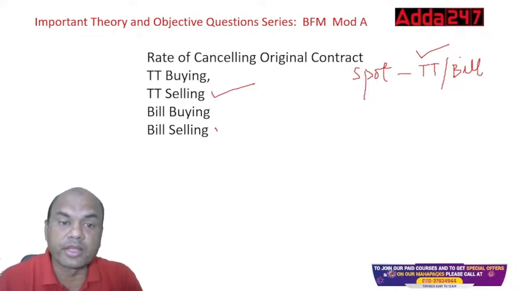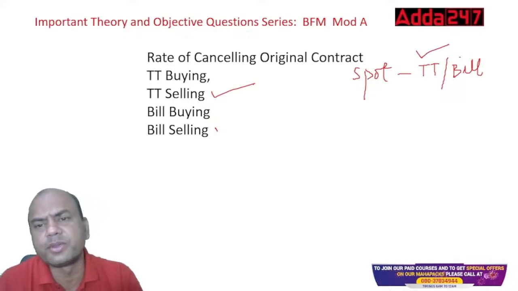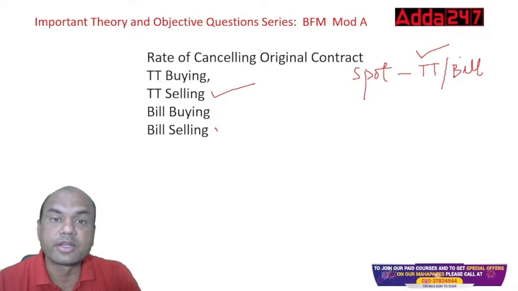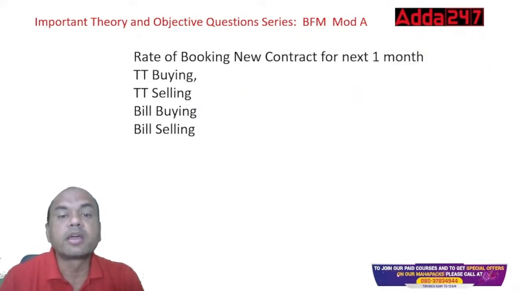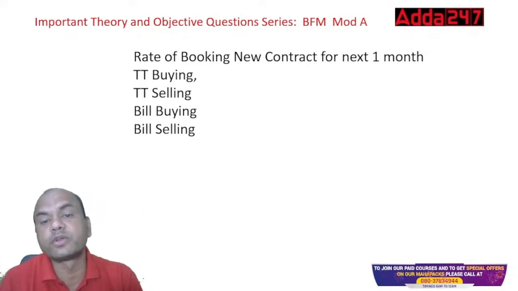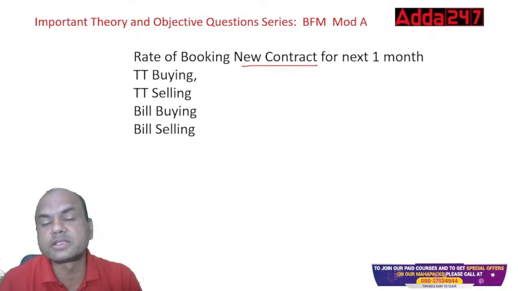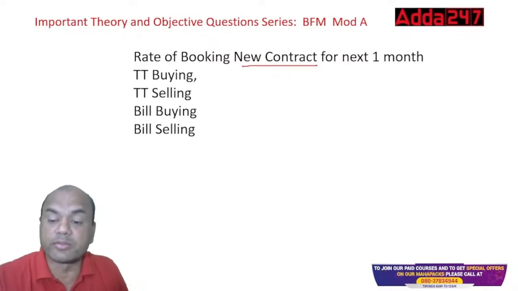Okay, then you'll say why not bill selling then? Because bill selling is not used. Bill is used whenever you are doing some future dated transactions. Here I am cancelling tomorrow itself. So it is a spot transaction. So TT, isn't it? Rate of booking the new contract for next 1 month. So next contract will be booked at what rate? TT buying, TT selling, bill buying, bill selling. Who can give the answer? New contract for 1 month now.